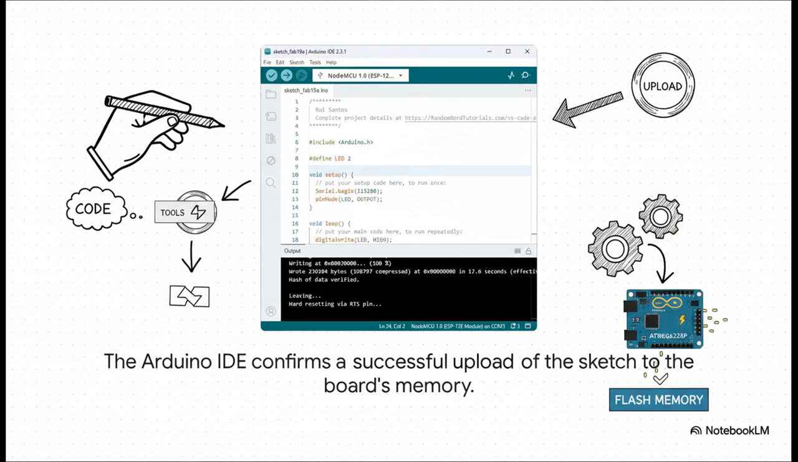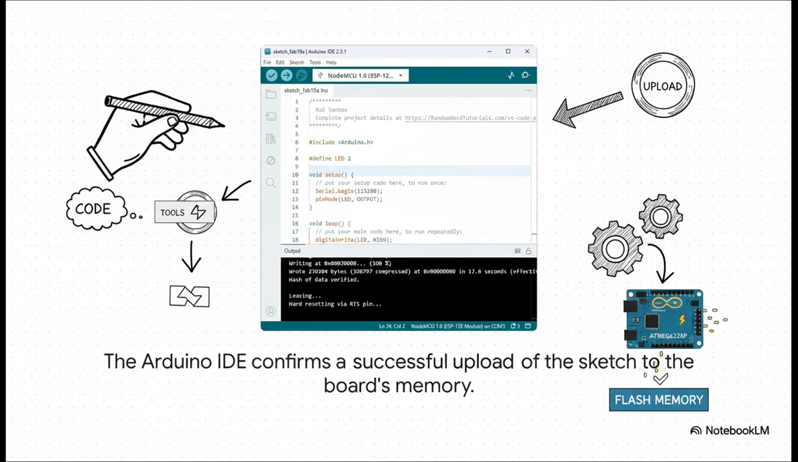It's got nice features like syntax highlighting that helps you spot typos. Now, before you upload, you have to do 2 crucial things. Go to the Tools menu, pick your board, in our case, the Arduino Uno, and then pick the right COM port so it knows where to send the code. After that, you just smash that upload button.